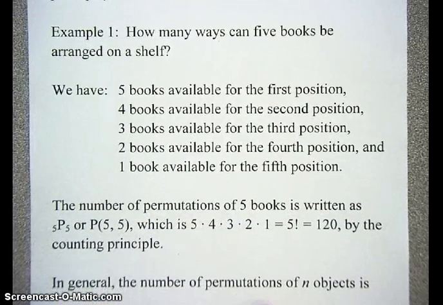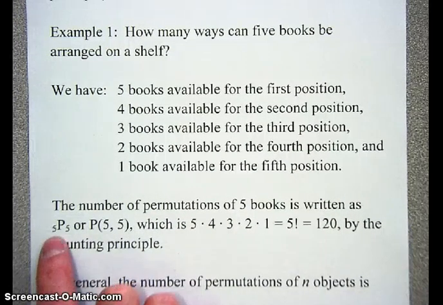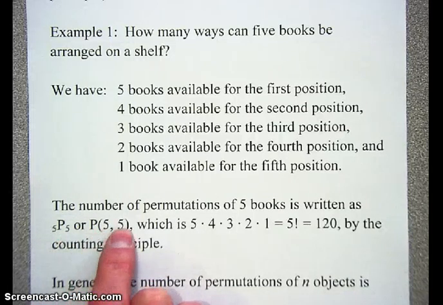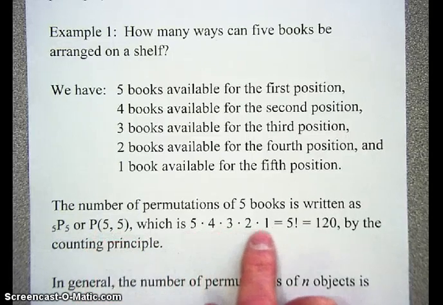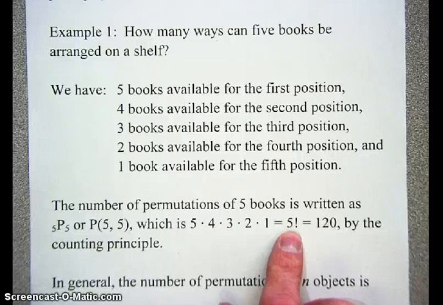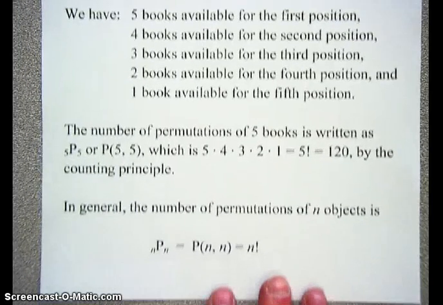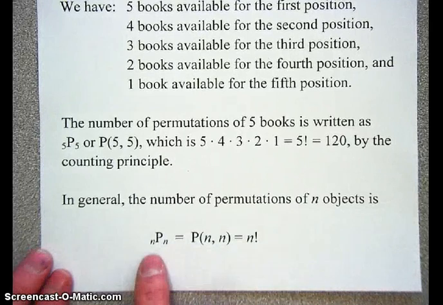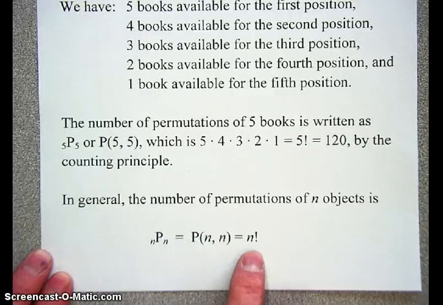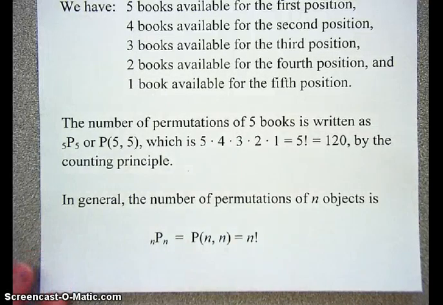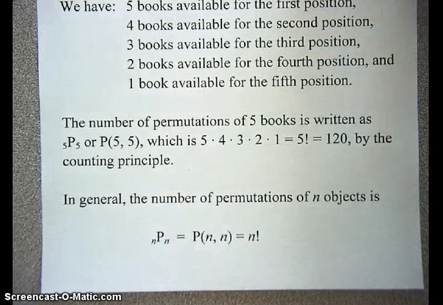So the number of permutations of the 5 books, we would write it like this. It's a capital P with a lowercase 5 in front and a lowercase 5 in back, or a capital P with parentheses like an ordered pair, 5 and 5 inside. It's 5 times 4 times 3 times 2 times 1, which you know is 5 factorial, or 120. So this comes from the counting principle. In general, if you have n objects in your set, then the number of permutations will be n factorial. So that's a general rule you can use whenever you're trying to arrange all of the objects in the set.